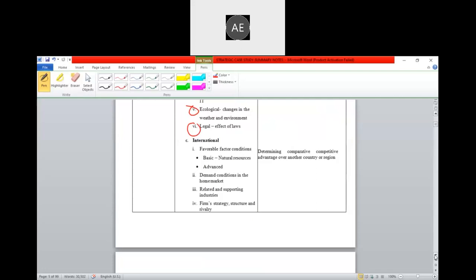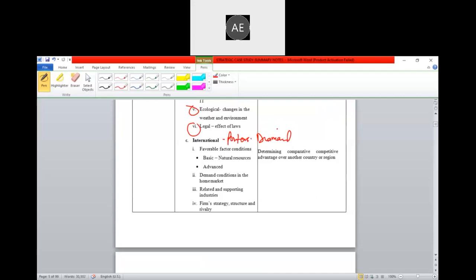Okay, so when a company wants to analyze whether it will succeed in going outside, then the most appropriate framework to use is Porter's diamond. The what? Porter's diamond. So Porter's diamond is the appropriate framework or model used in analyzing the international environment.